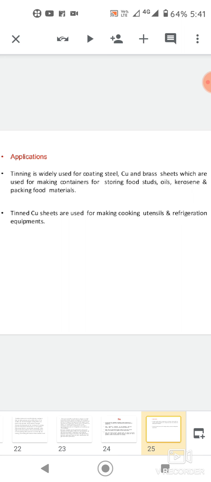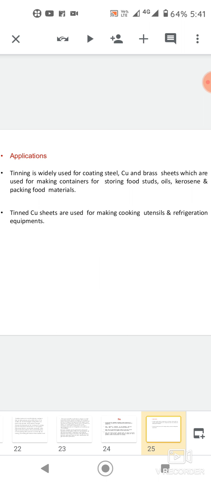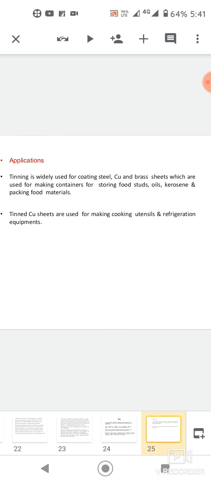Applications of tin coating. It is used for coating steel, copper, and brass sheets, which are used for making food containers, for storage of foods, oils, kerosene, and packing food materials. Tin coated copper sheets are used for making cooking utensils, refrigerators, tubes, copper wire tubes, etc.